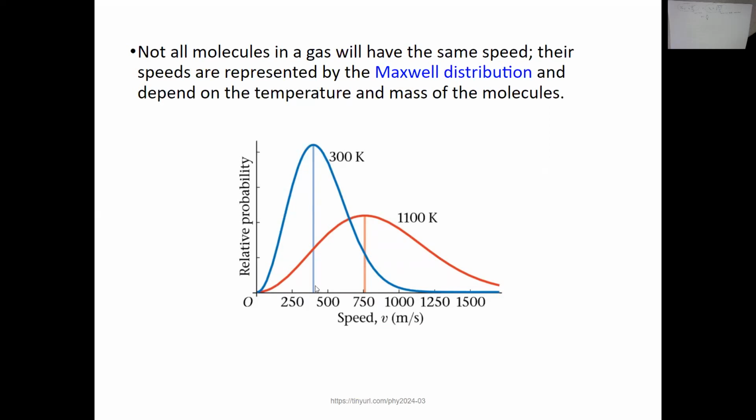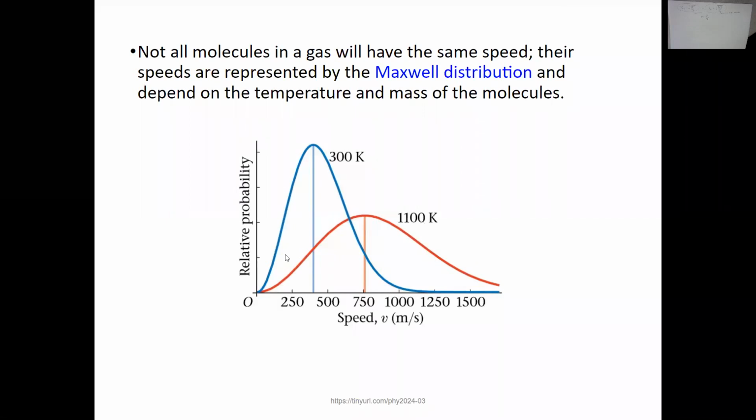And for different gases, they will have different distributions as well. So this is like one gas at different temperatures. At different temperatures, you have different distributions. So this refers to the same gas at one temperature and then the other temperature. Now, it's also different if you have different types of gas. So for example, argon gas has a different distribution than helium gas.